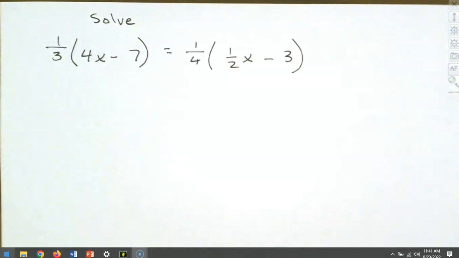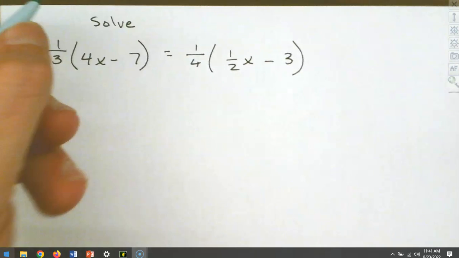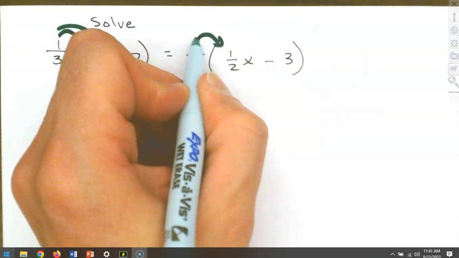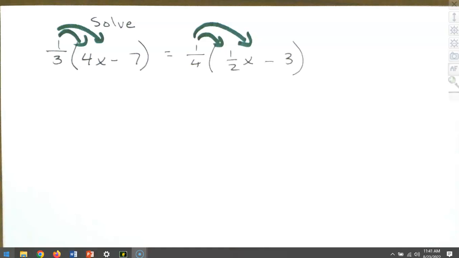So let's look at this one here. So this one, we're going to have to distribute those fractions out in front through. Then we'll clear out the fractions after that. So we're going to distribute that 1/3 through, and that 1/4 through as well.